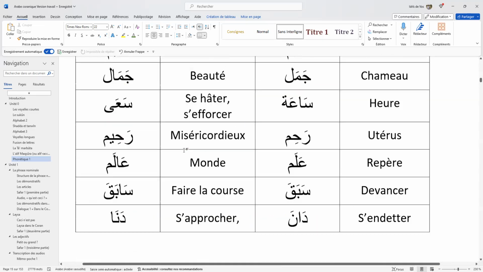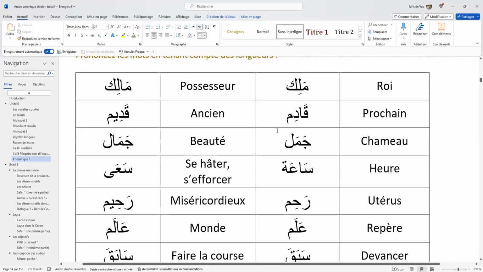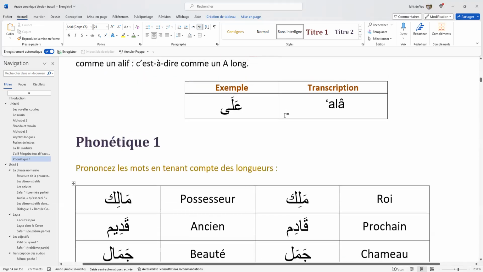Why do I say this? Because very often students tell themselves, well, it's not a big deal if I don't pronounce the long vowels properly. But it is a big deal, because if you pick up this bad habit, you'll miss out on something important. So there we are.